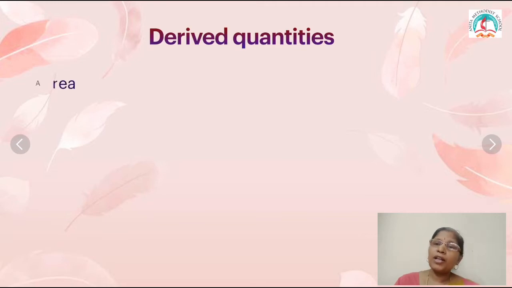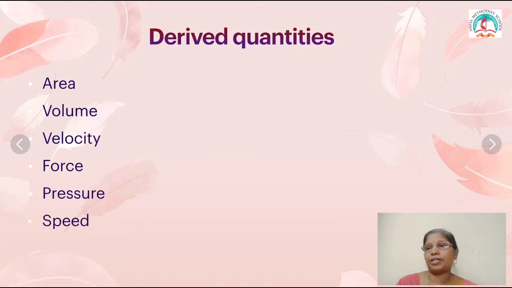Now the next one, what is meant by derived quantities? I told you, when you are deriving from the fundamental quantities, that is called derived quantities. You see a few examples I gave here: area, volume, velocity, force, pressure, speed, work done, like this. What is the area? How will you calculate the area of an object?